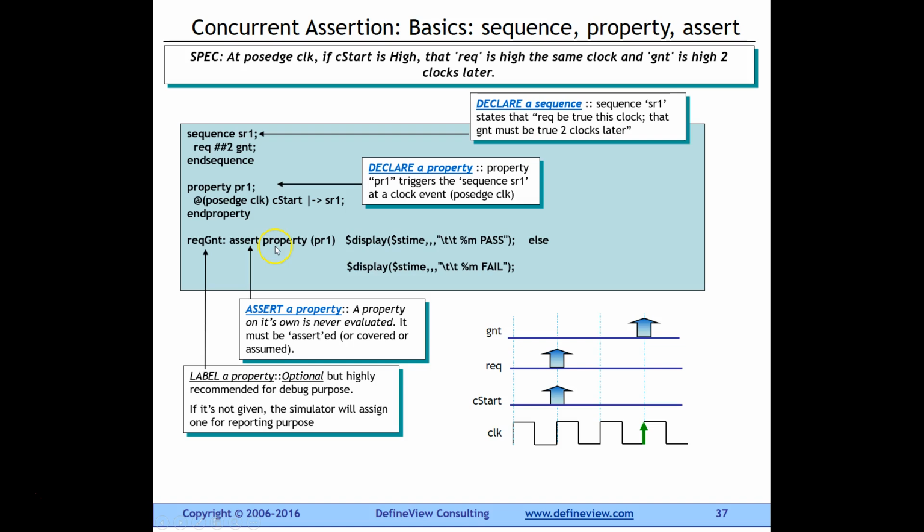So you assert the property, give it the name PR1 in parentheses, and declare that if the property passes, you will execute this display statement, pretty much like an immediate. Else, you will execute this procedural statement. I'm just going to leave this at this stage. You have a sequence, you have a property, and you assert the property, and you give it a label.